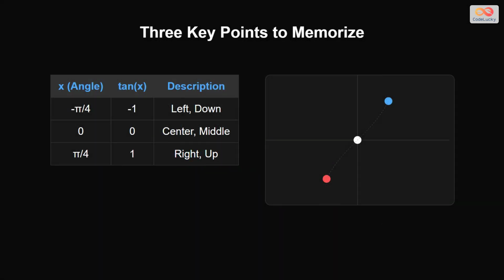To sketch the graph accurately, we use 3 easy reference points. At 0, tangent is 0. At 45 degrees, or pi over 4, tangent is 1. At negative 45 degrees, or negative pi over 4, tangent is negative 1. These 3 points give us the center and the curve's direction.